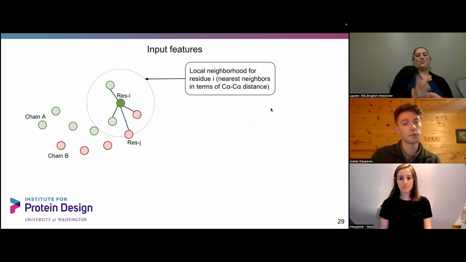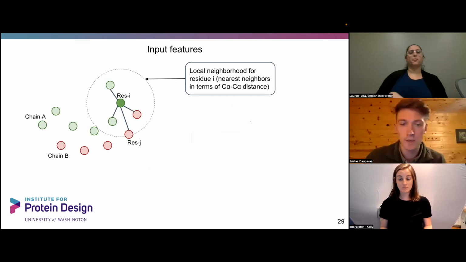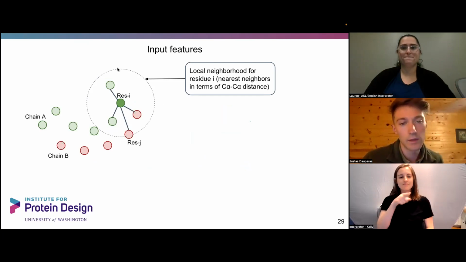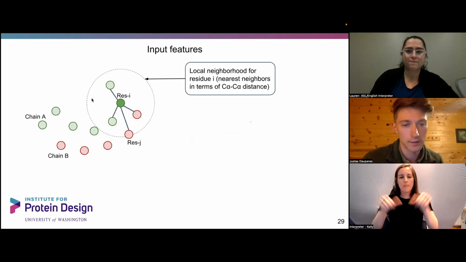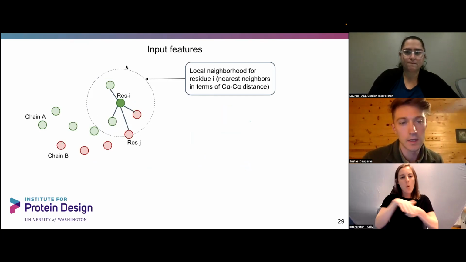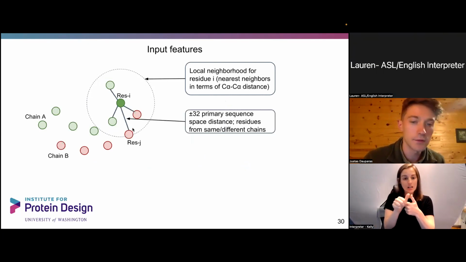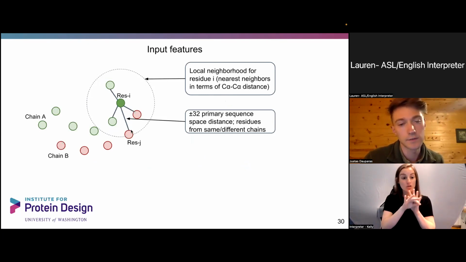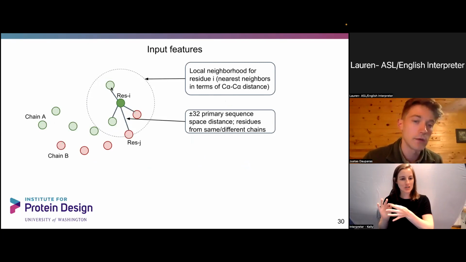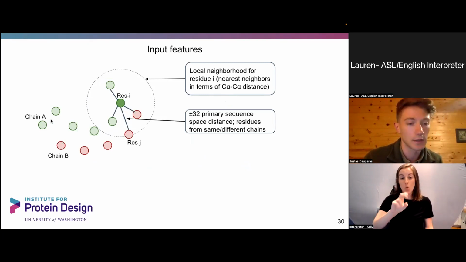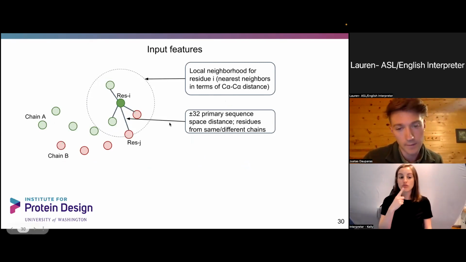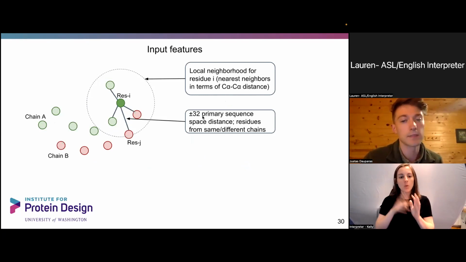The input features to the model, so talking about these geometric features, are, first of all, we assume that the local context will be the most important. So we're forming these local neighborhoods for every residue in terms of the C-alpha distance. And then the input features to tell that residues I and J are, for example, in different chains. So the green nodes or circles are chain A, the red one is chain B. So we would give the plus minus 32 in the primary sequence.